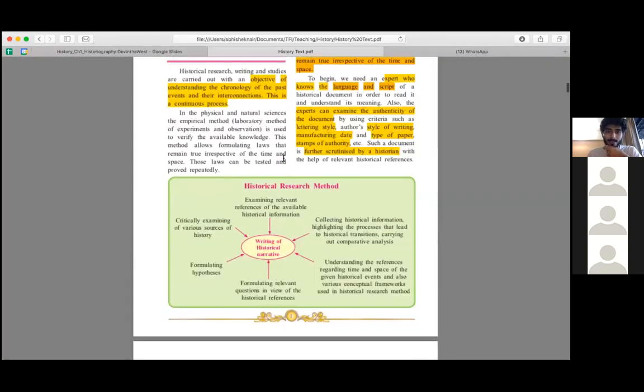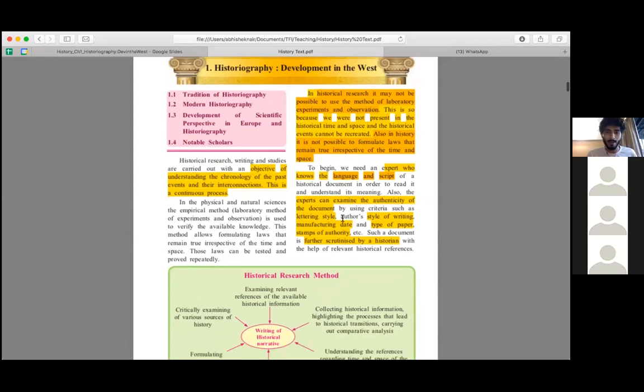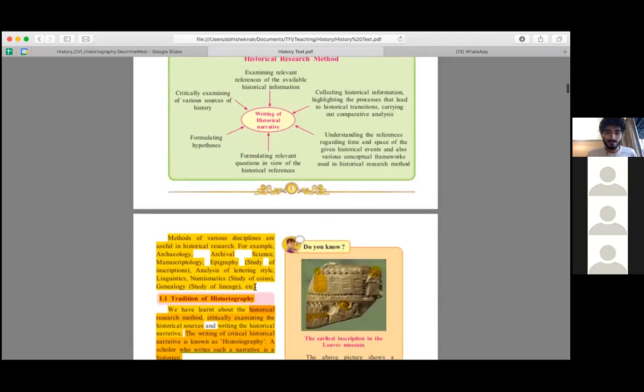Yeah, so last time from the textbook, we completed the introduction, which is this entire part. We understood the historical research method, and we understood the disciplines that are involved in writing history or researching history, right? And after we did all of this, I asked you to revise it.